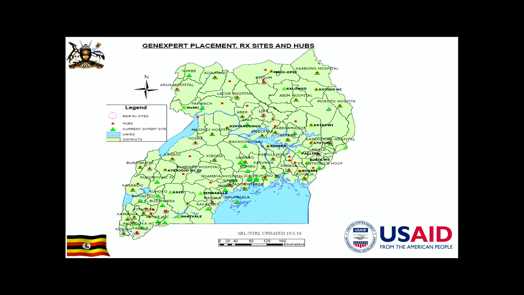So the pink circles indicate the treatment initiation facilities, and the stars show us the hubs where samples are collected, and then the triangles are the Gene Expert sites. You can see at least every region of the country has a treatment initiation facility and a diagnostic unit.